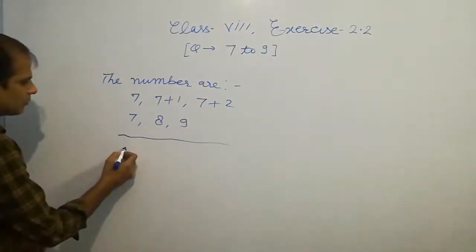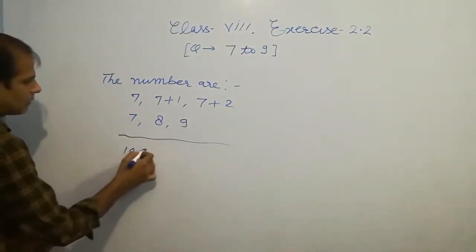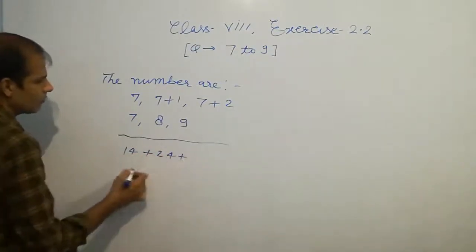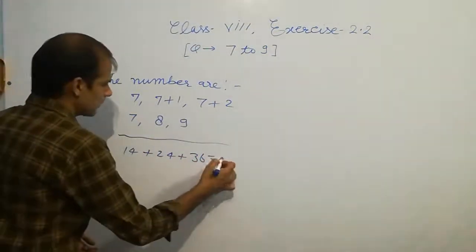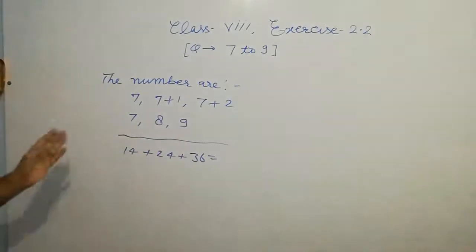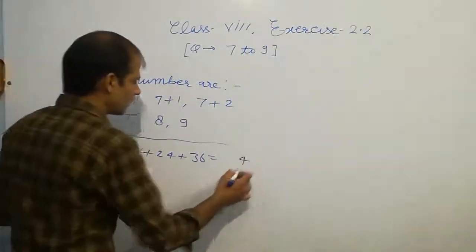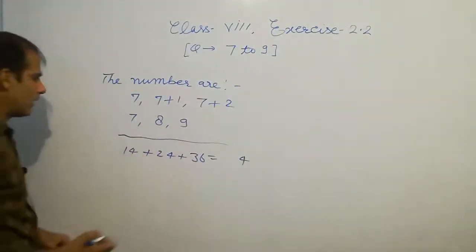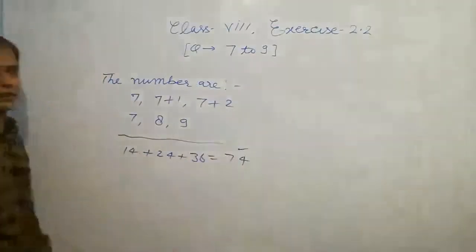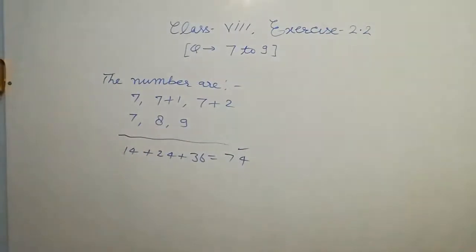Multiply this by 2, it is 14. By 3, 24. By 4, 36. If the total is 74, means your answer is correct. 6 plus 4, 10, plus 4, 14. 1 carry, 3 1 4, and it is 74. So you can cross check. Okay, note it down.